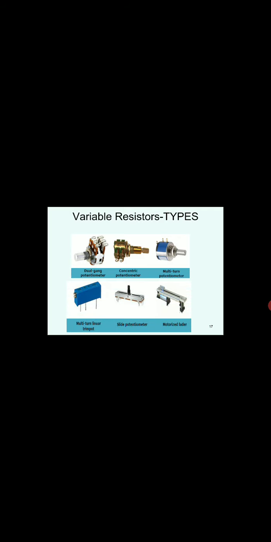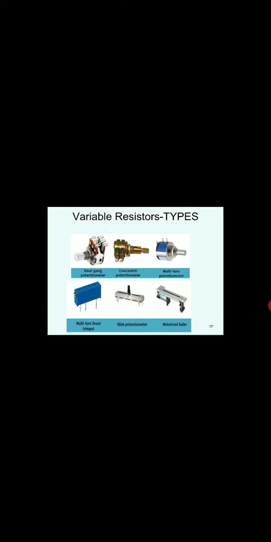Let's see one more. Here you can see the bottom left, which the yellow arrow is showing you, called a multi-turn linear trim pot. In instrumentation most of the time, and sometimes in some other applications, we are in need of very fine adjustment. In such applications we use this multi-turn linear trim pot. You can even rotate about 20 turns either way.